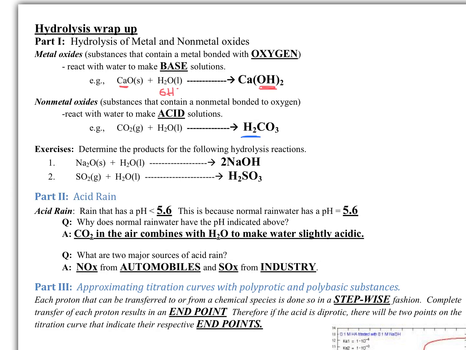Well, with these polyprotic and polybasic substances, each proton is transferred to or from the chemical species in a stepwise fashion. Remember, one at a time. So to complete the transfer of each proton, you end up with an endpoint at each point. Therefore, if the acid is diprotic, there should be 2 points on the titration curve that represent these endpoints.